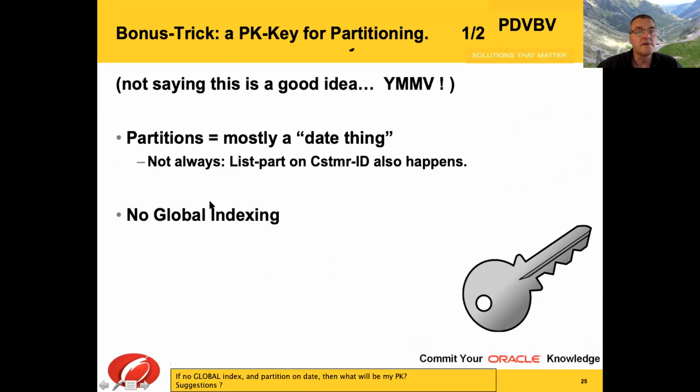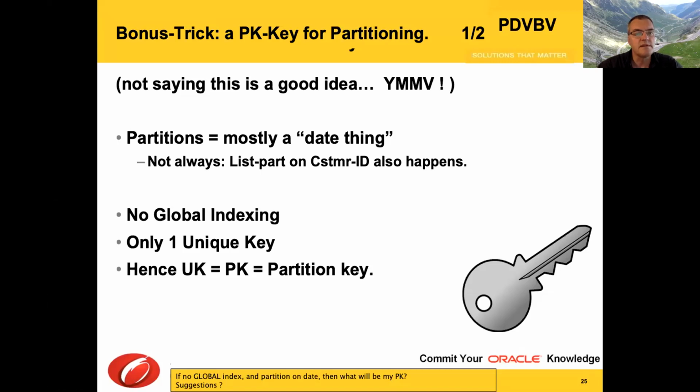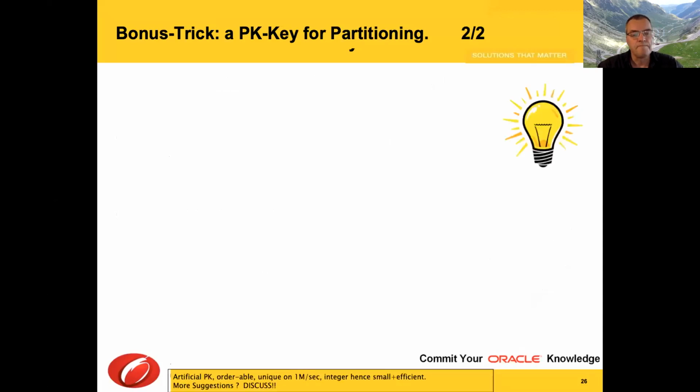You do not want global indexing. You can only afford 1 unique key because there can only be 1 partition key. Hence, the unique key has to be the primary key and has to be the partition key. You cannot have a sequence ID and a date field for partitioning because, if the key has to be unique, the sequence ID becomes a global index. And there's the challenge. Did I say you need to think about this in your design? I think I did.